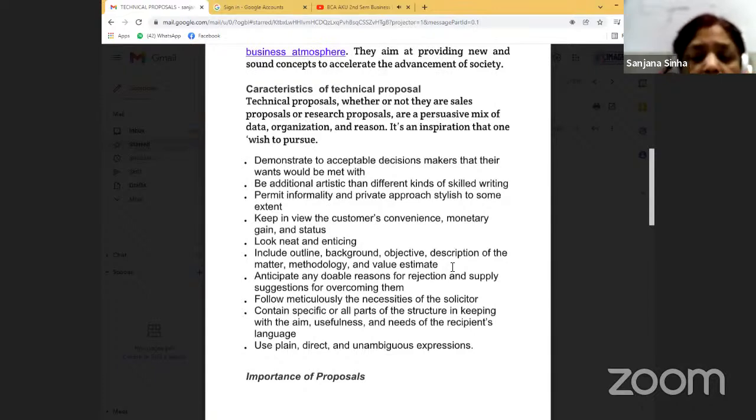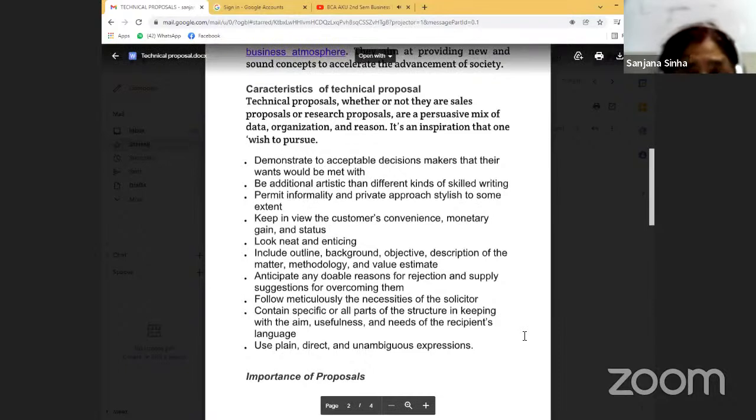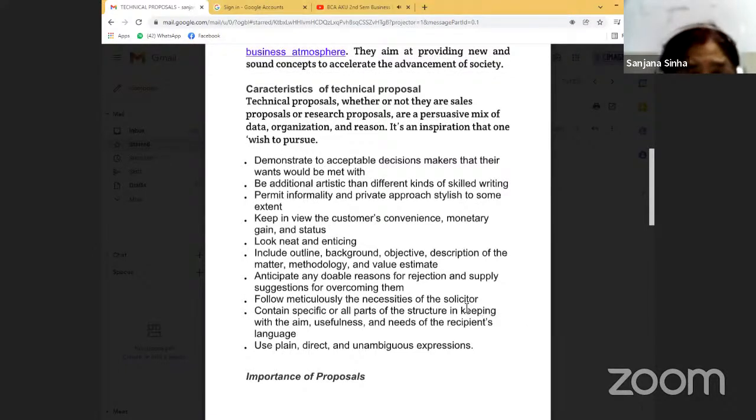There has got to be questions too, you ask the question and you answer the question in the proposal. Do not leave room for any questions. Anticipate any double reason for rejection and supply suggestions for overcoming them. If there is some negativity which you see, talk about that negativity and tell personally how you are going to solve this problem. I mean, write in a way that you are solving the problem. Follow meticulously the necessities of the solicitor.